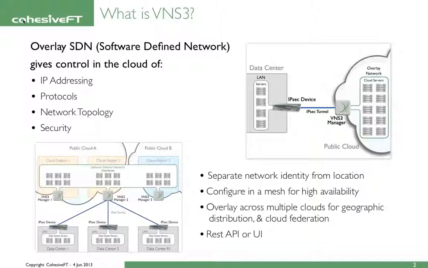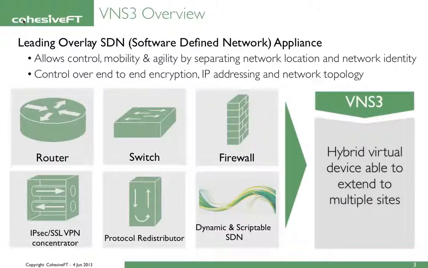So there are 6 main functions inside of VNS3. These are a router, a switch, a firewall, an IPsec SSL VPN concentrator, a protocol redistributor, and of course, it's a dynamic encryptable software-defined networking device with an API in its own right. All of these 6 functions come together to create a hybrid virtual device, which is able to extend to multiple sites. VNS3 allows control, mobility, and agility by separating location from identity. And again, it gives back to the user control over encryption, IP addressing, and network topology.